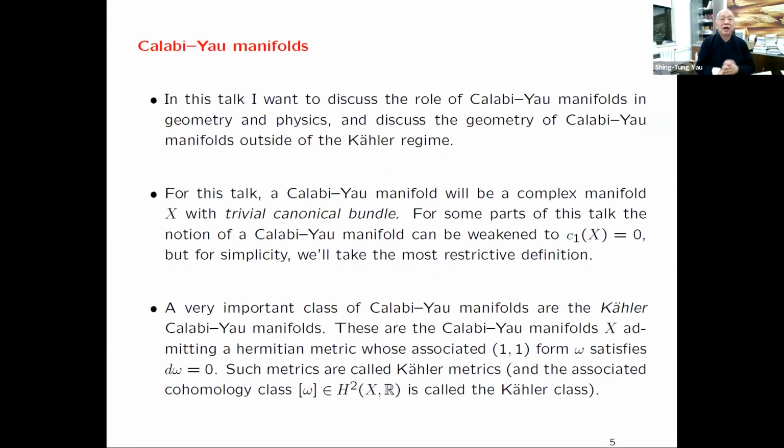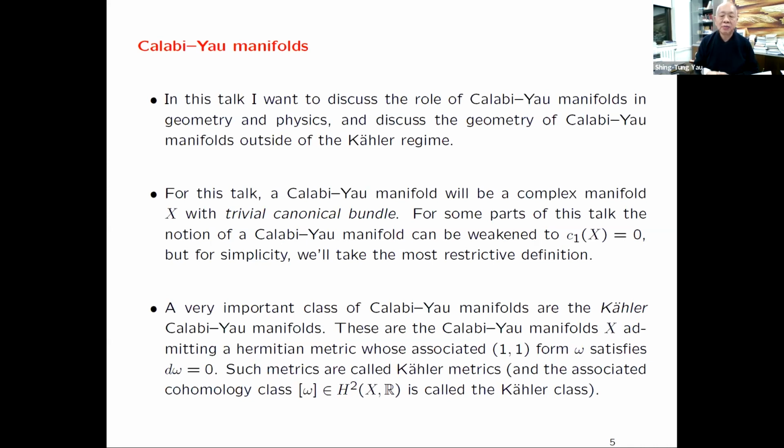Well, thank you. Now, in this talk, I want to discuss Calabi-Yau manifolds in geometry and physics, and discuss the geometry of Calabi-Yau manifolds outside the Kähler regime. Of course, this is somewhat related to mirror symmetry. I hope it's not completely finished. But in any case, I think it is an interesting area that one should explore.